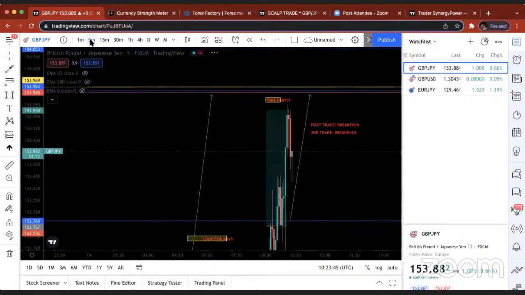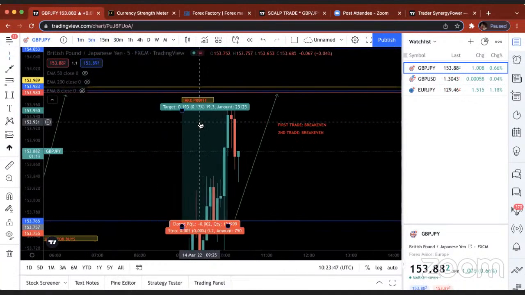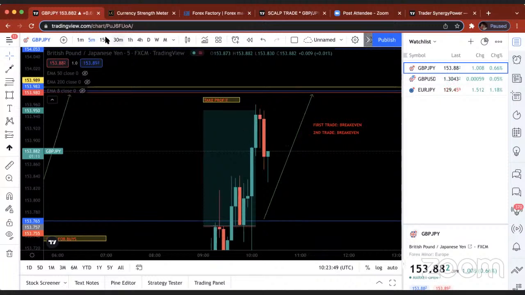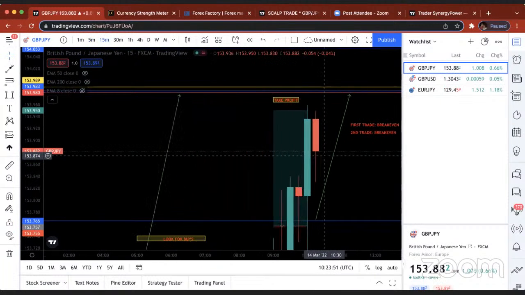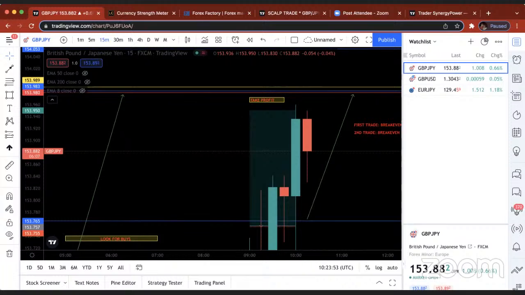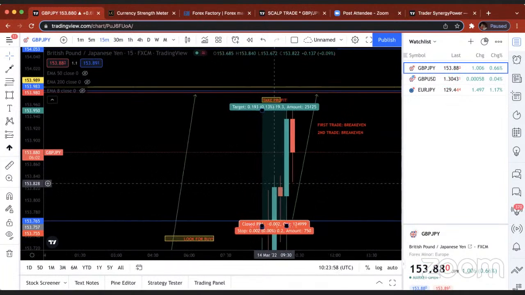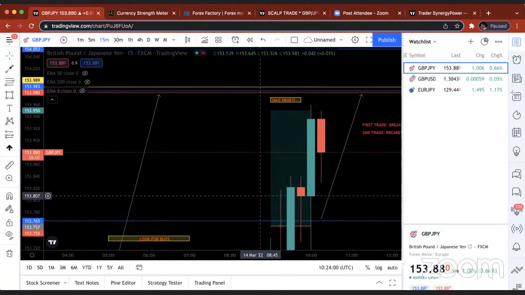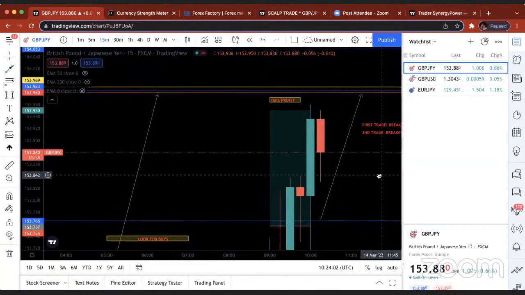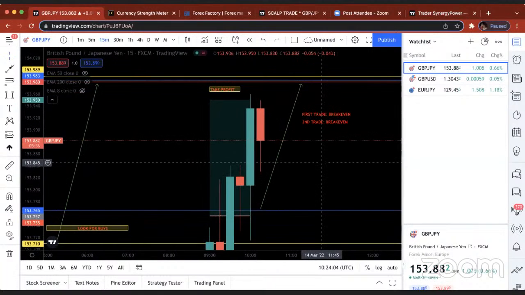Can't be mad at it. Play it out. But that is it. What do you guys think? Give me some feedback. What do you guys think about that trade? Yeah, we got knocked out at break even. Didn't make anything. But guess what? You know it's better than not making anything? Not losing anything. Tell you that much.